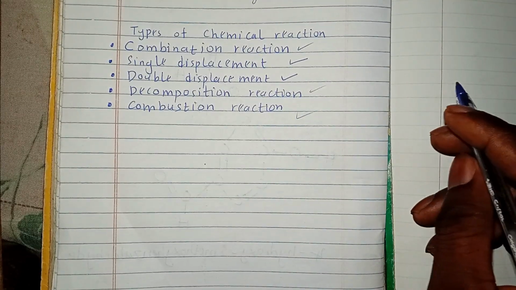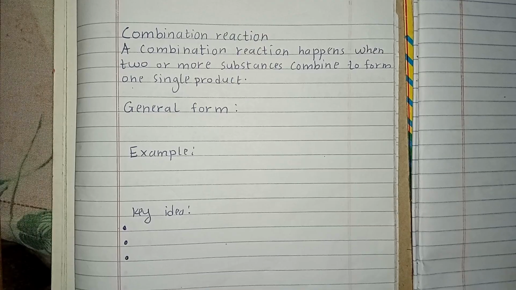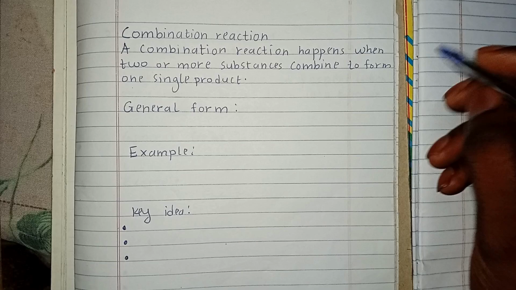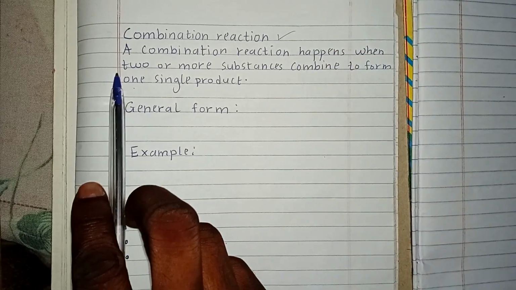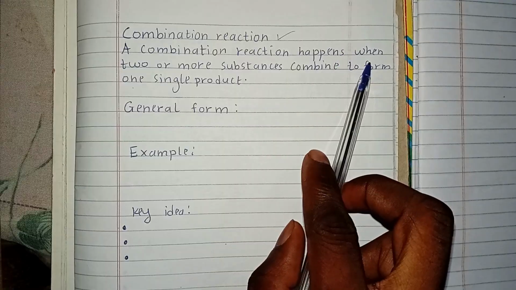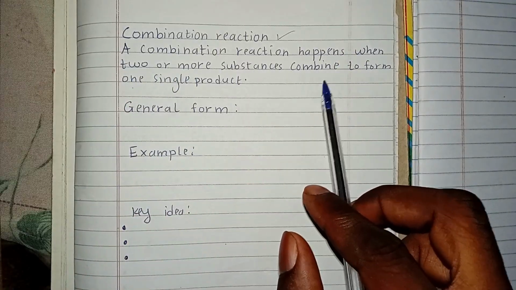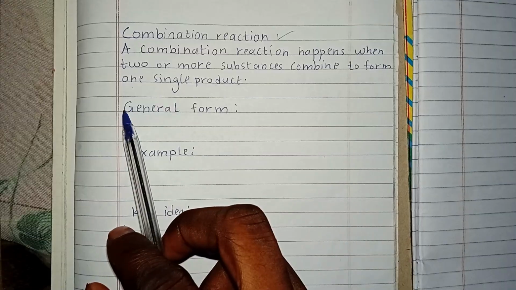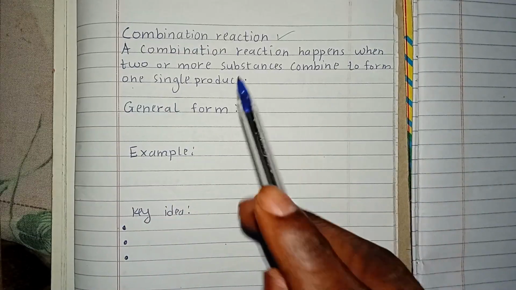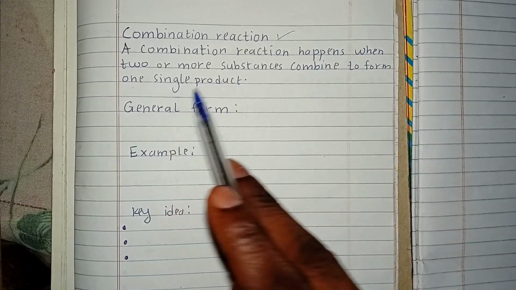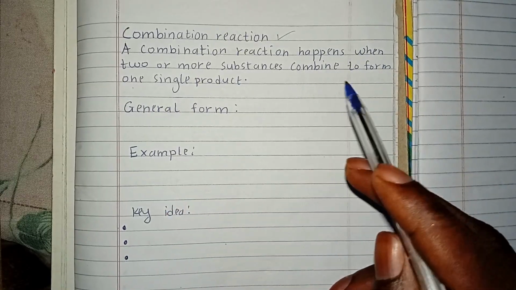So let's start with combination reaction. Yes, so the first type of chemical reaction we are starting with is combination reaction. So a combination reaction happens when 2 or more substances combine to form a single product. Let me read it again. A combination reaction happens when 2 or more substances combine to form one single product.